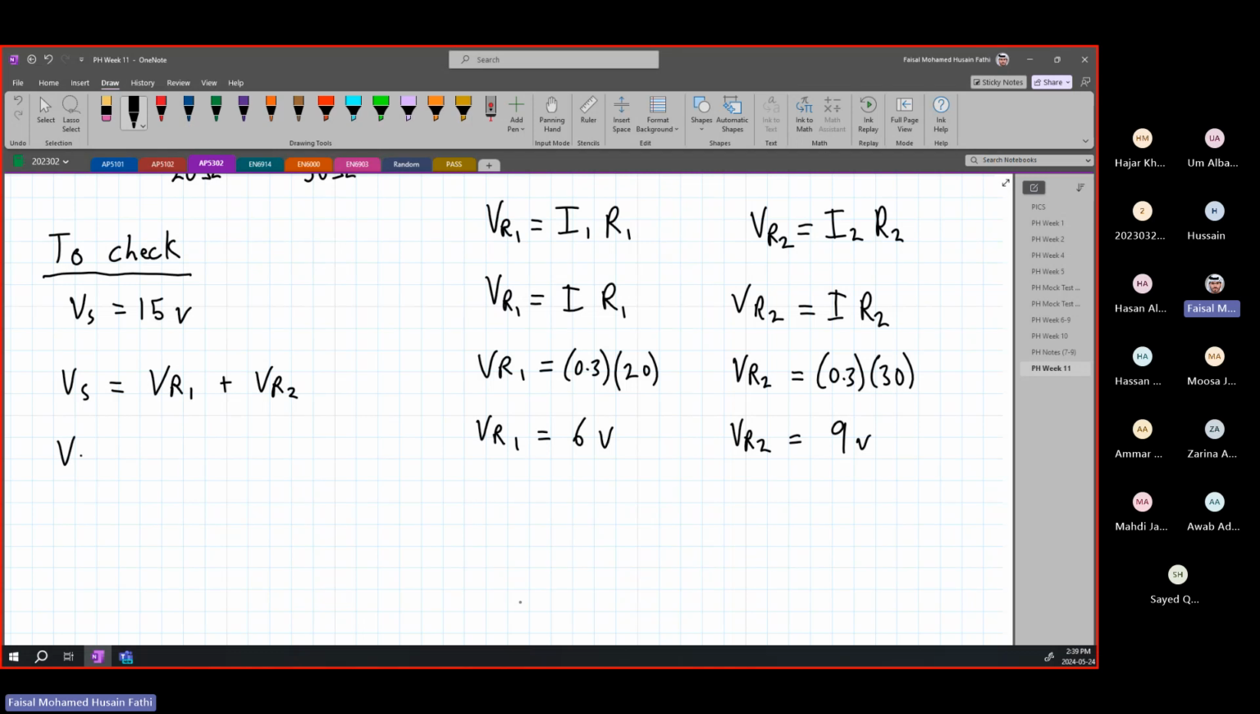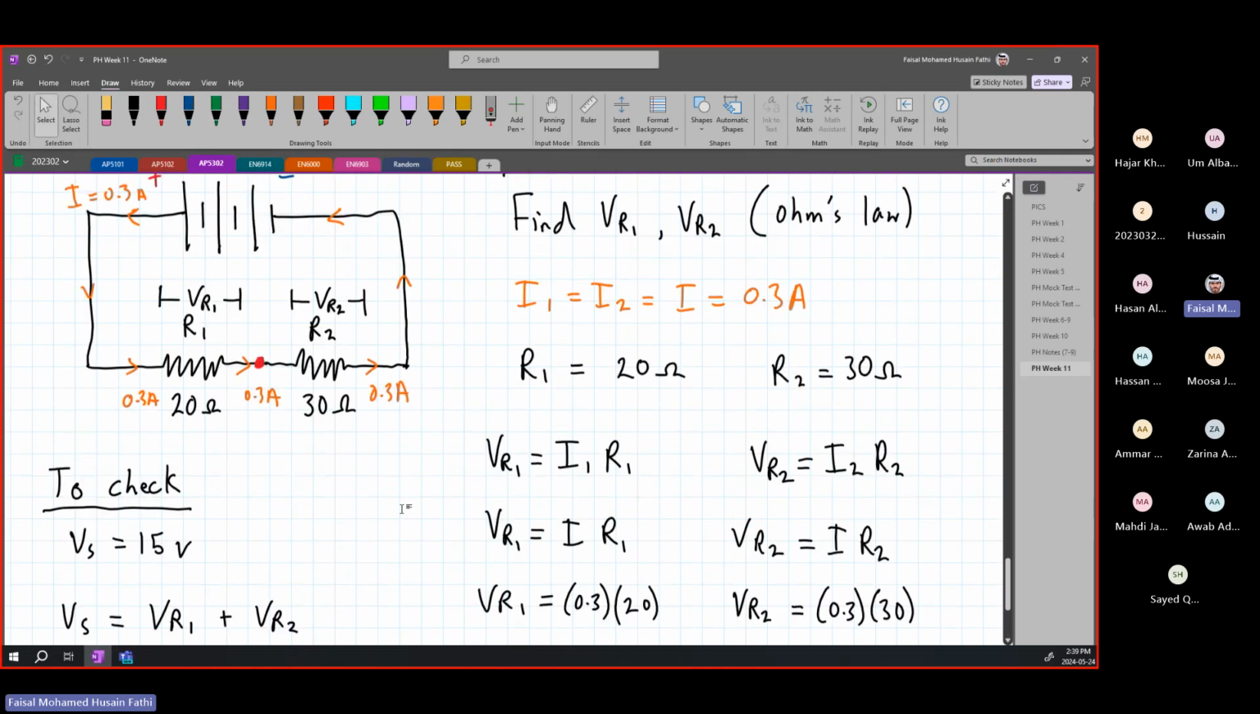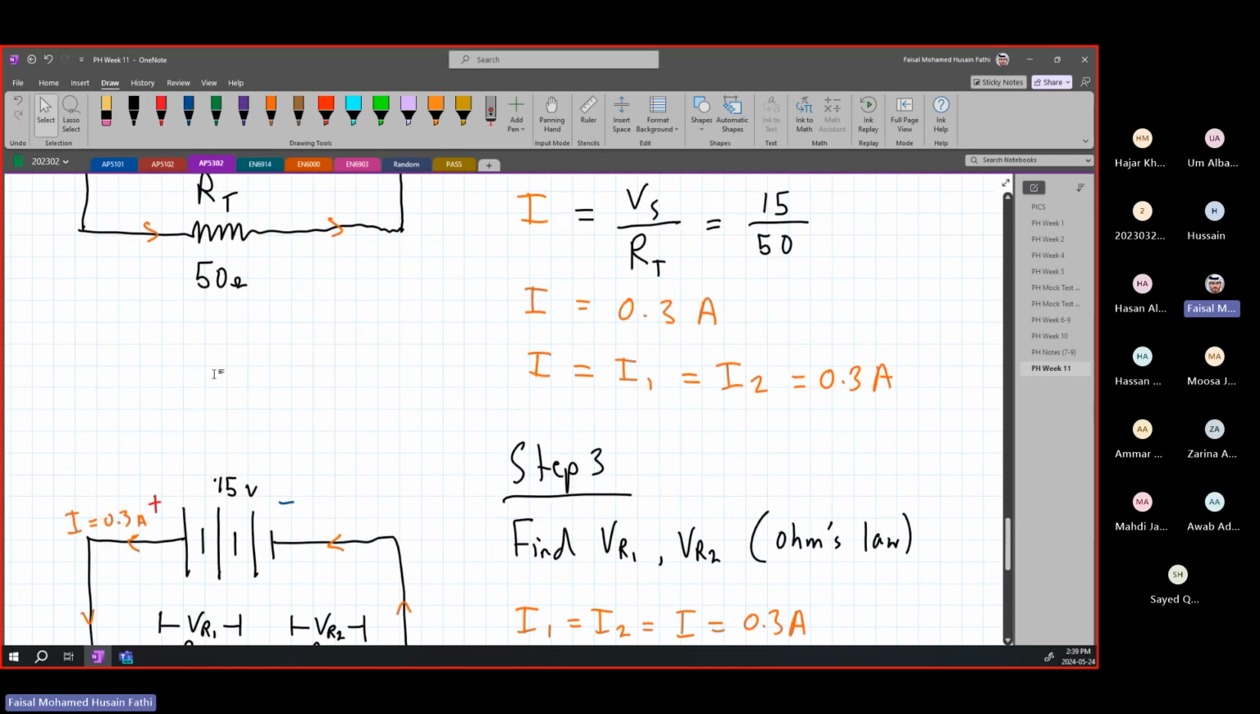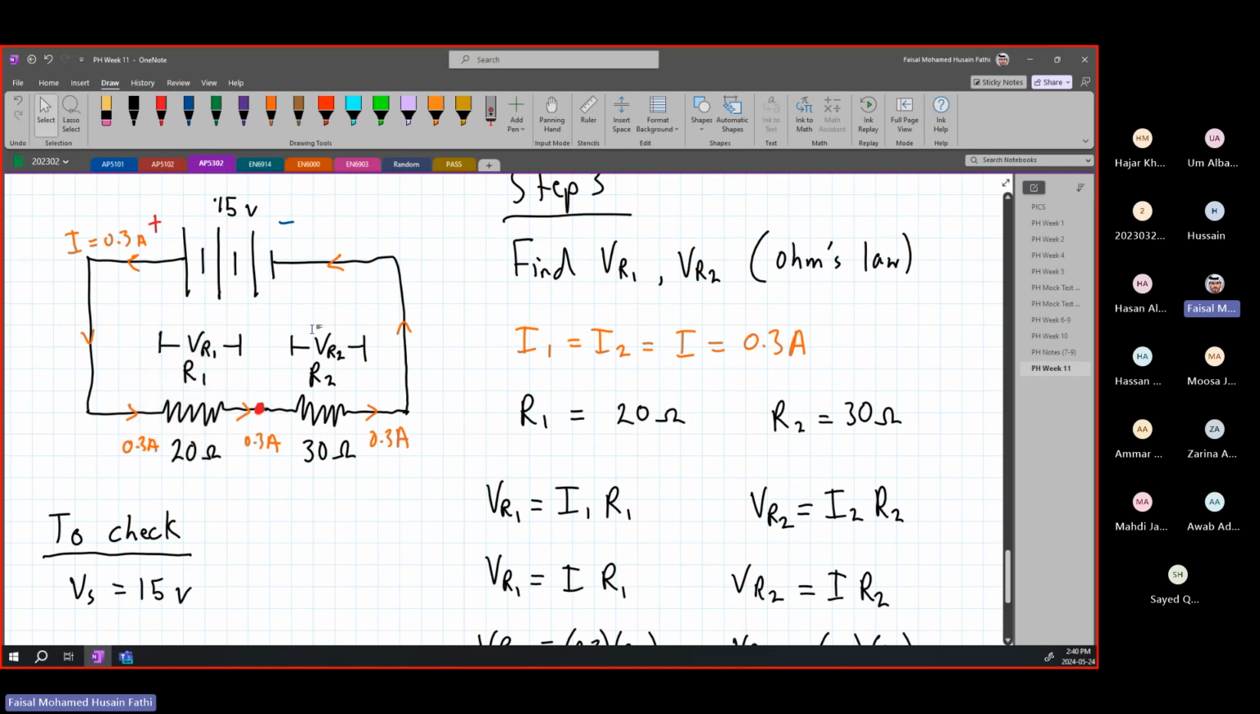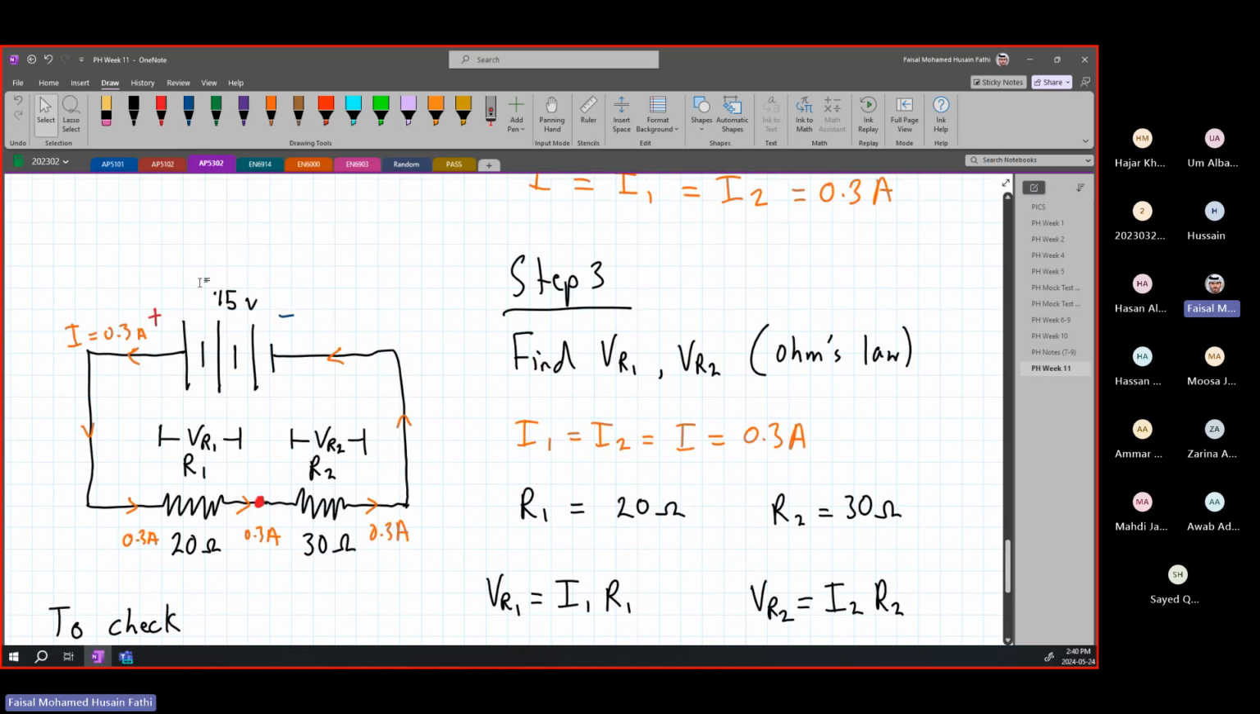So Vs is going to be equal to VR1, which is 6, plus VR2, which is 9. So Vs is equal to 6 plus 9, which is 15 volts. So we know that this is correct. All right. So this is how you will be applying it for any series circuit. This is how you'll be able to find all your unknown values. Usually in a circuit, you are given the voltage of the voltage source and the resistance of the resistors, and that's it. Everything else you need to calculate from your side.